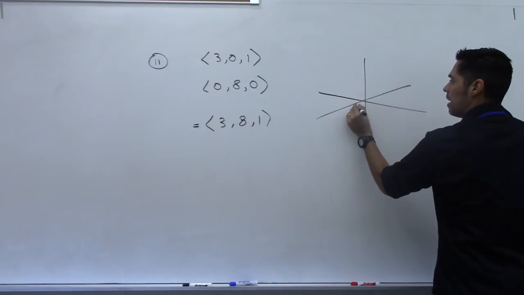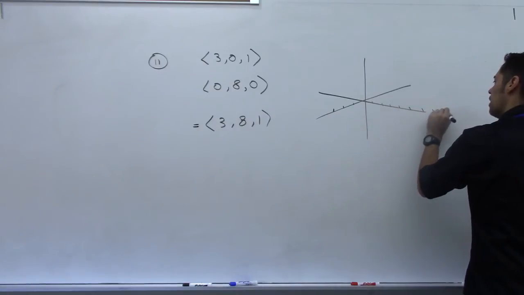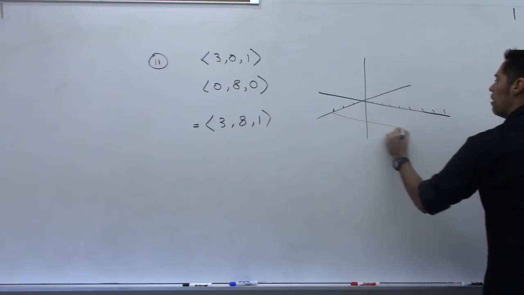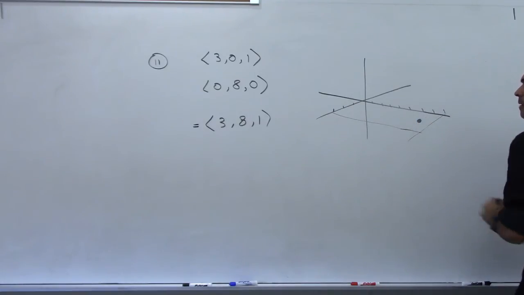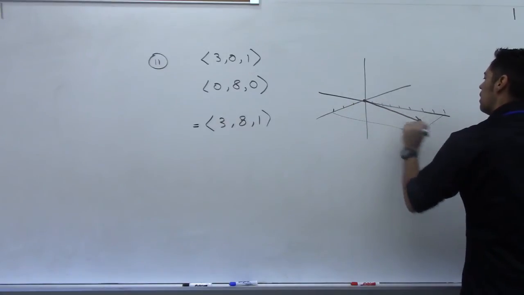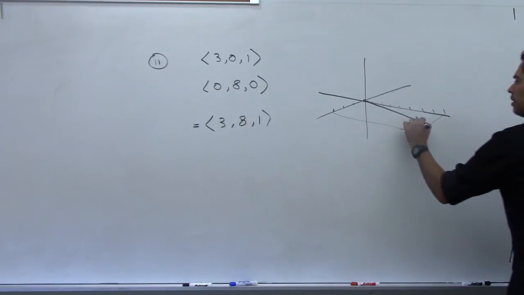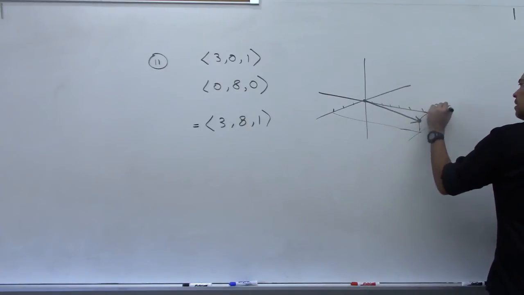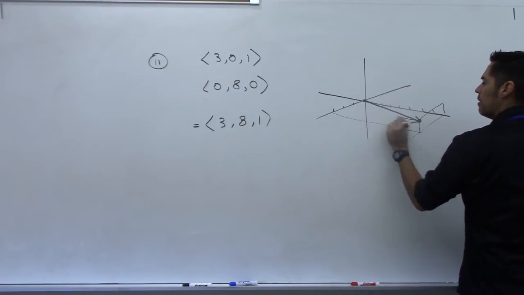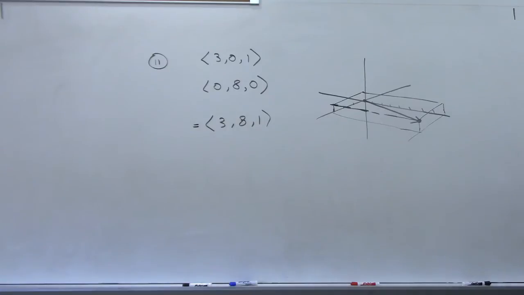Now I want to show that geometrically. So 3 on the x-axis, 1, 2, 3, 8 on the y, 1, 2, 3, 4, 5, 6, 7, 8. So I'm going to come out parallel, parallel, somewhere around here, and then up 1. So from the origin to there is the sum of those two vectors. You can start to get good at throwing other stuff in there to help you see where things are. I hope that shows you you're in the first octant there.